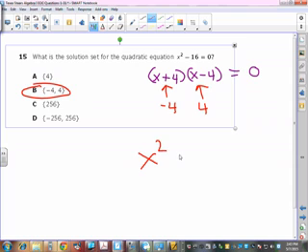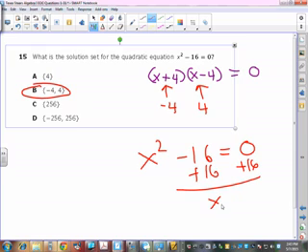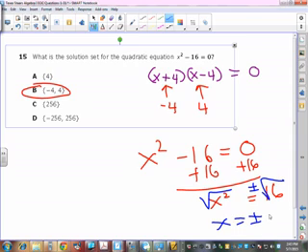Another way you could do this one if you wanted to, you could add 16 to both sides. You get x squared equal to 16. We want to go from x squared down to x though, so what do we need to do? We need to square root it, but if you square root both sides of the equation, you've got to be able to put plus or minus. So you get x equal to plus or minus 4. Okay, and that would give you the same answer.